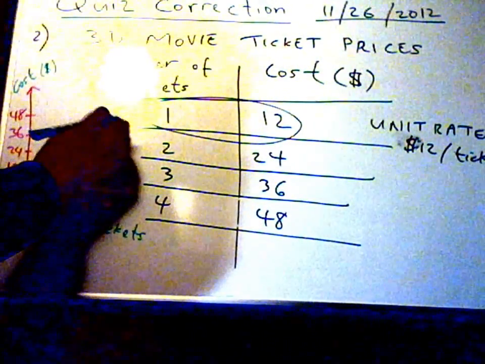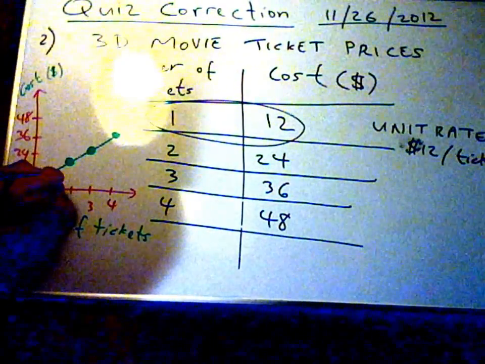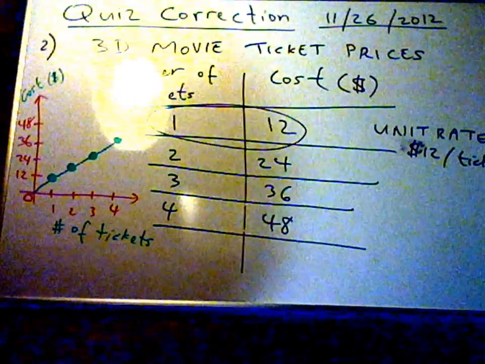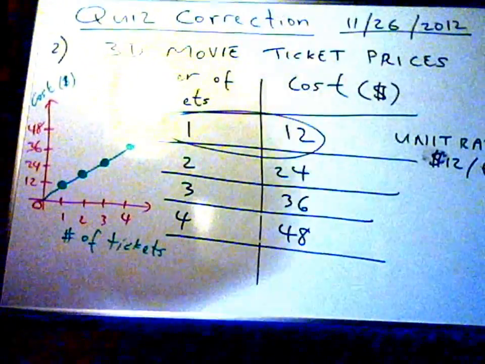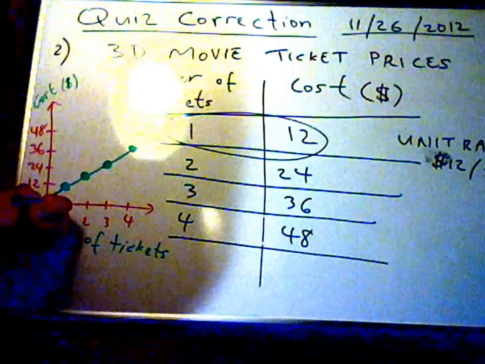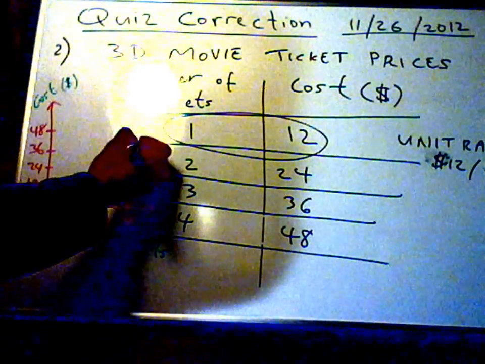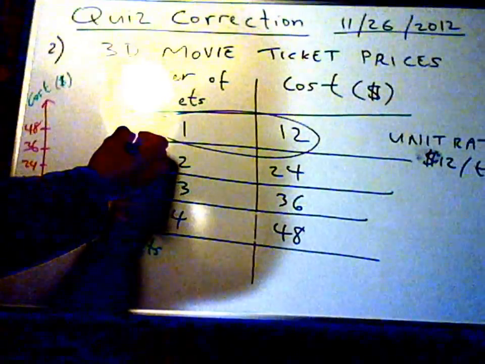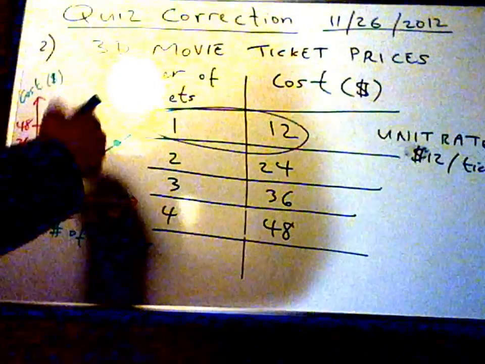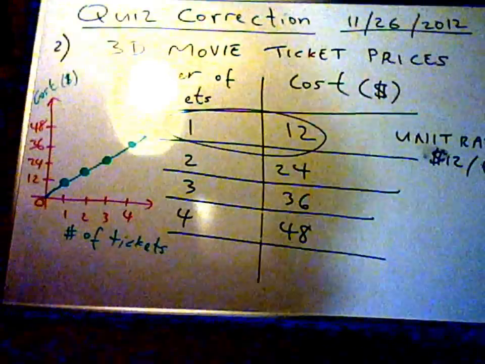And since they told me to stop at 48, I stop right there. But of course we can see that the line would continue through the origin, right? So I can make the line go through the origin, because 0 tickets would cost $0. And I could actually continue up. So if you have 5 tickets, then you can conceivably pay $60.